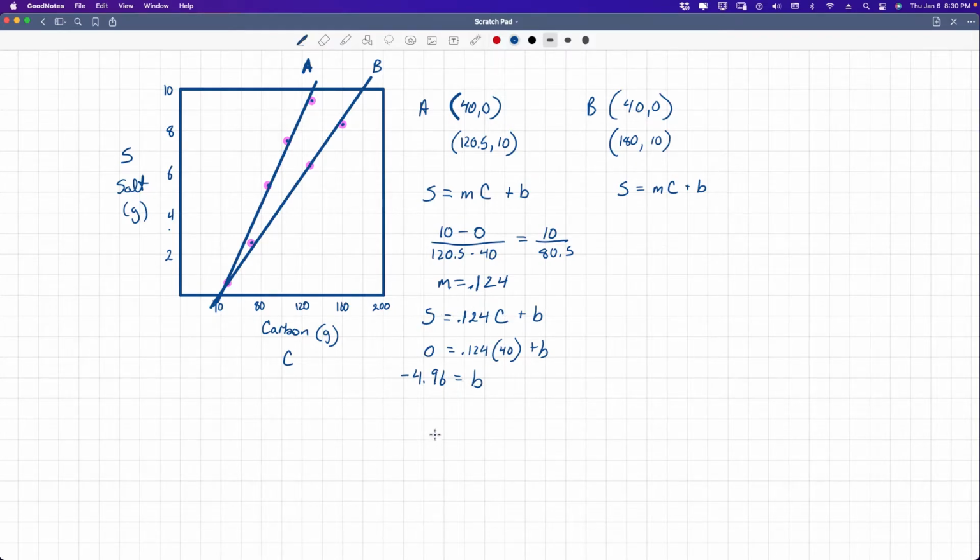So now I can write my line. S is equal to 0.124 carbon minus 4.96. Why is it negative, Miss Tracy? Because this line right here, A, is going to keep going down and down and down until it crosses the y-axis here. This is below the 0, so that's going to be a negative 4.96. This actually is going to cross right about here somewhere, because that would be almost negative 5, right? So that's about where that line would cross, and if we extended it, that's about where it would hit.